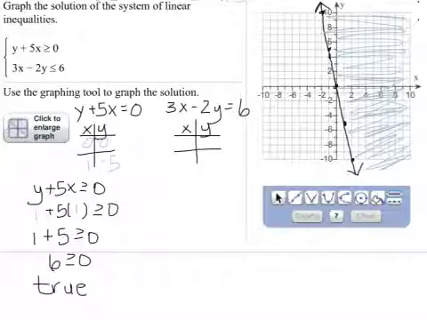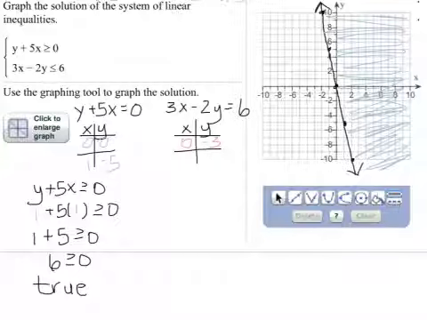Now I need to find some points for my second line. So again, I'm going to start by substituting 0 in place of x. When I substitute 0 in place of x, I have negative 2y equals 6. When I divide both sides by negative 2, I end up with negative 3 for y. And I know that negative 2 times negative 3 is positive 6. So 0, negative 3 is one of the points on my line.